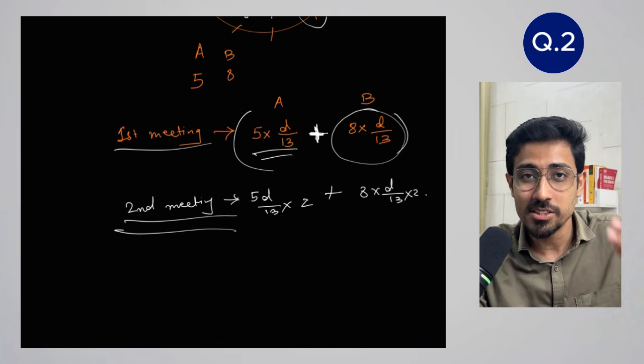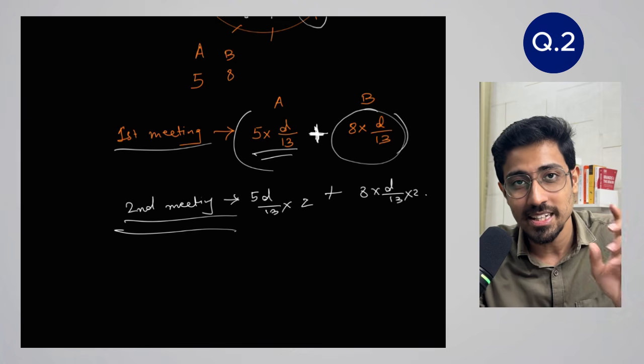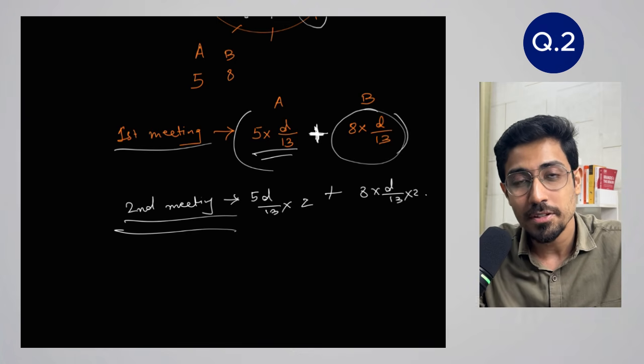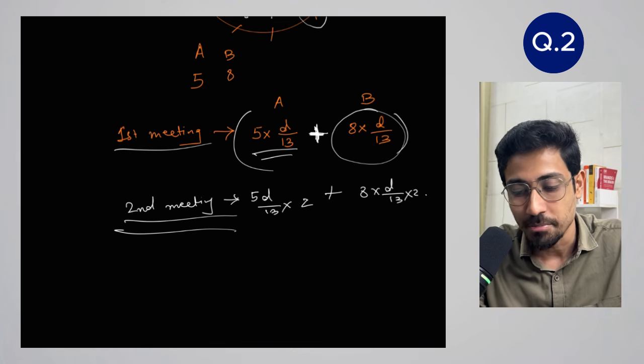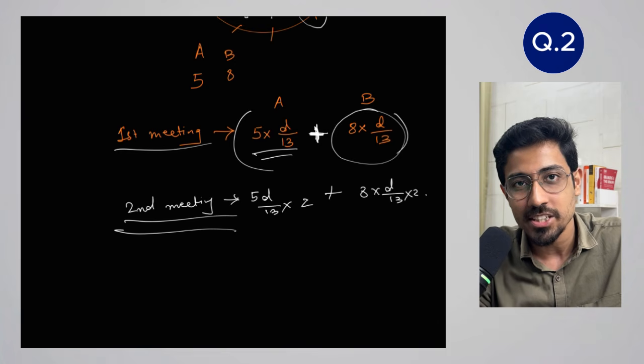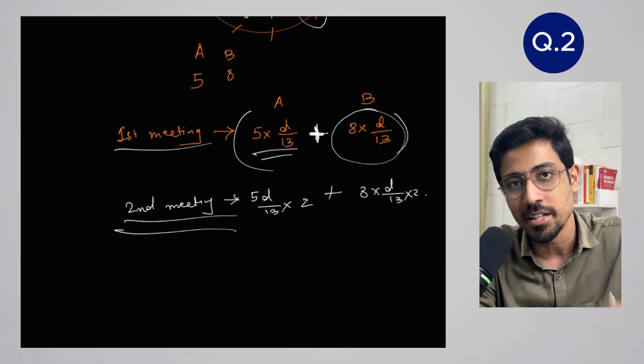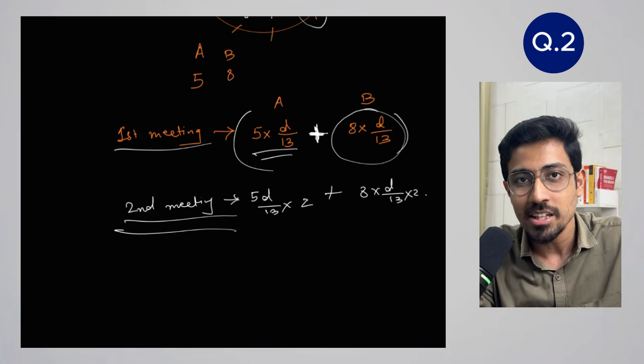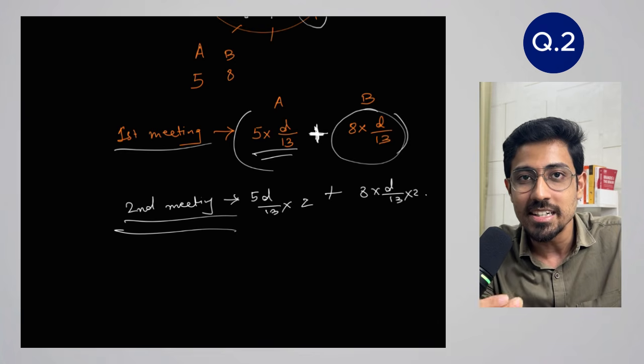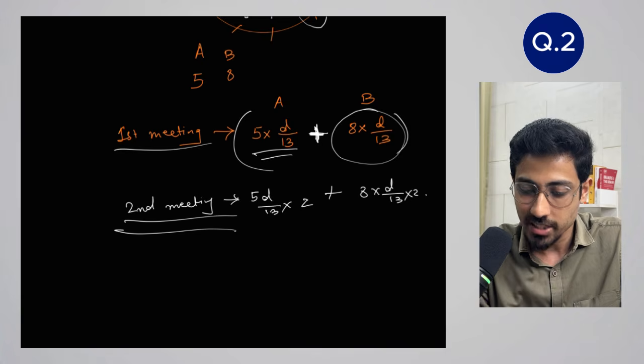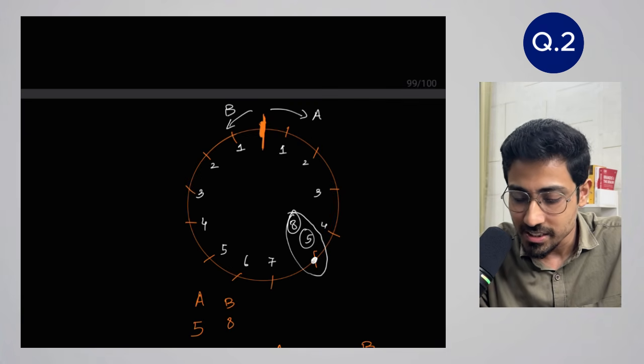That is why I was teaching you this concept again and again. The first lecture was so boring, but it was important to understand this concept: every time they meet in opposite direction, they would have traveled a distance of d together. And every time they meet in the same direction, the faster one would have covered d distance more than the slower one. So this is how we got this.